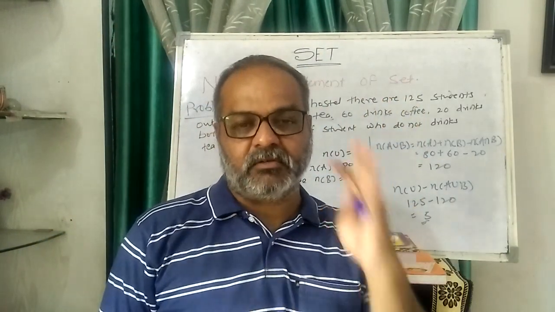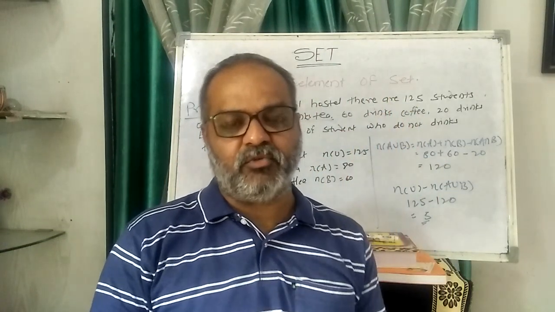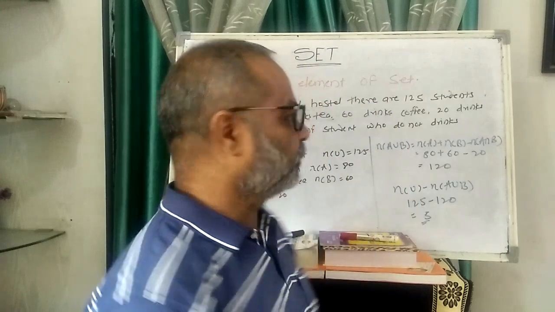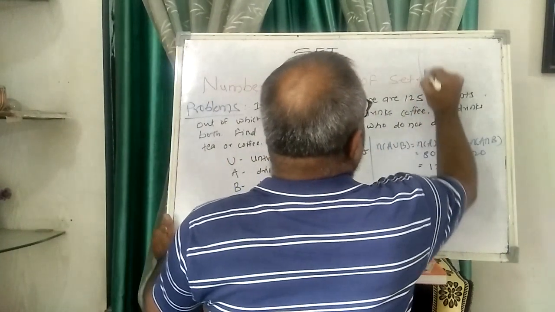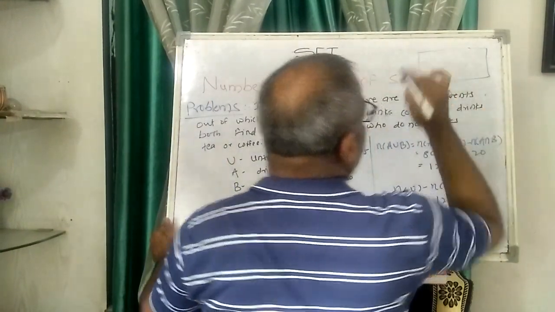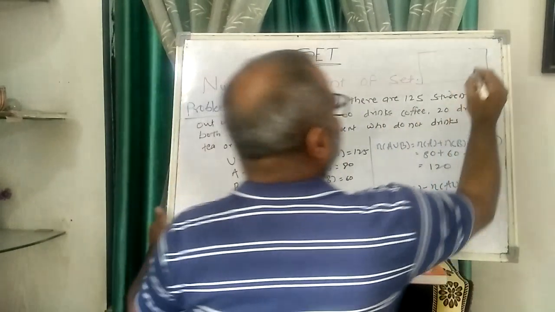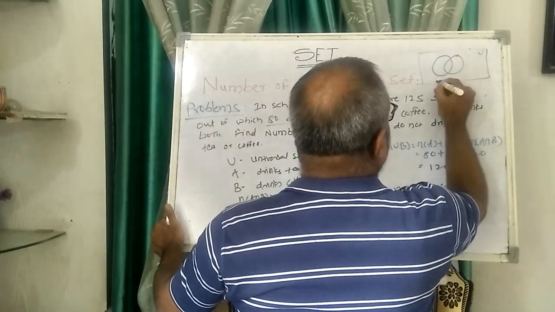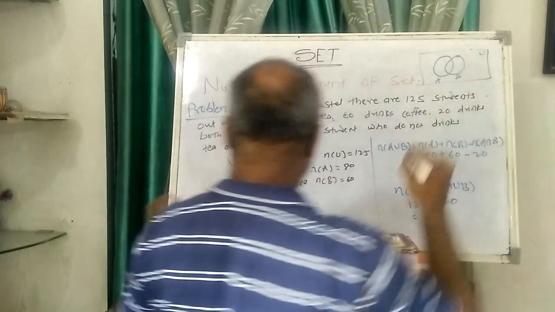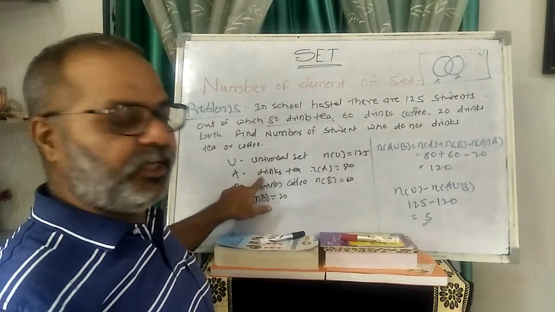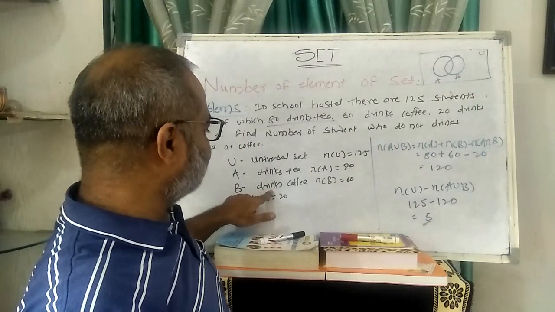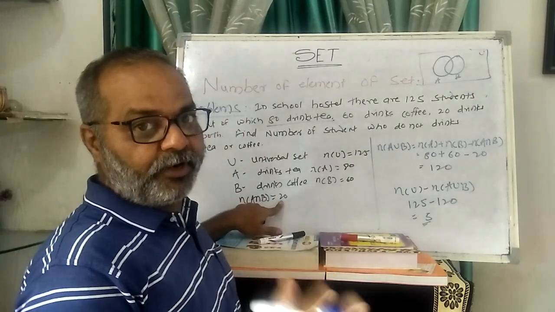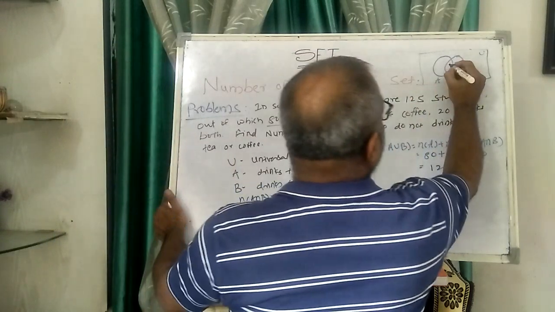Now I will explain this with the help of a Venn diagram, because in the previous video we said that a Venn diagram is a logical concept to view the problem. Here is the universal set U. Here is set A, here is set B. Set A refers to those who drink tea, B refers to those who drink coffee, and the intersection part is those who drink both tea and coffee.